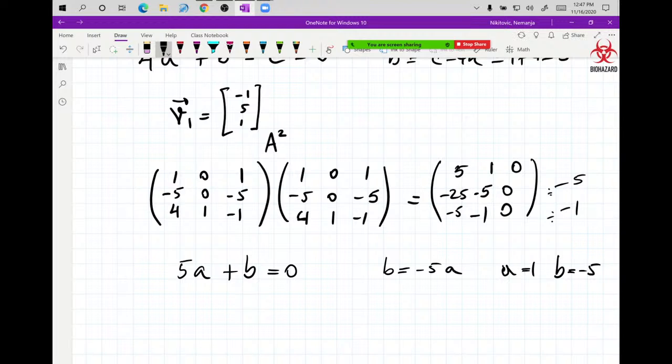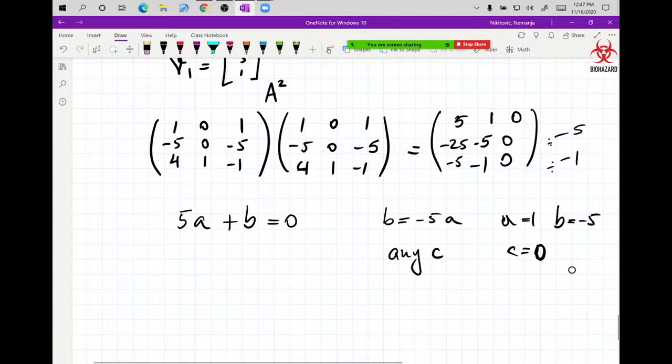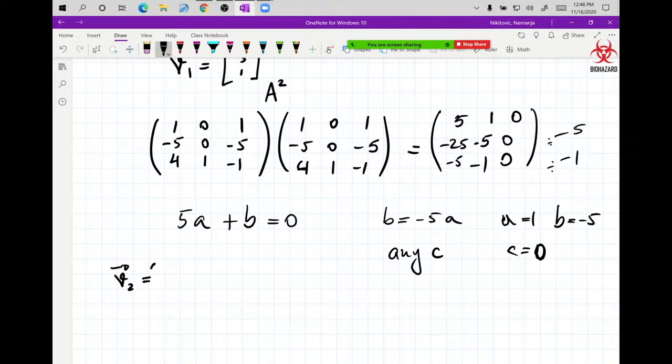And anything for C. C is equal to 0, how about that? Because we can't calculate C, they're all zeros there. And the procedure for that second vector, we could have picked anything anyway. So V2 is 1, negative 5, and 0. This is terrible. Yeah, I know the class ends in like 16 seconds, but let's get through this mess.